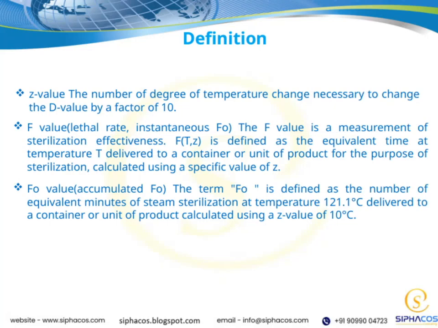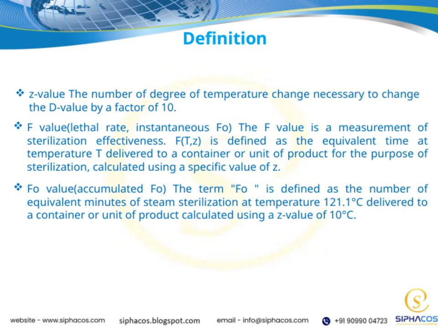Let's start by talking about the F value, which is also known as the lethal rate or the instantaneous F0. The F value is a key measurement of how effective a sterilization process is. It essentially tells us the equivalent amount of time at a specific temperature that's needed to achieve sterilization. When we refer to F, T, Z, we're talking about the equivalent time at a temperature T, and it's calculated using a particular Z value. This helps us compare sterilization effectiveness across different conditions.